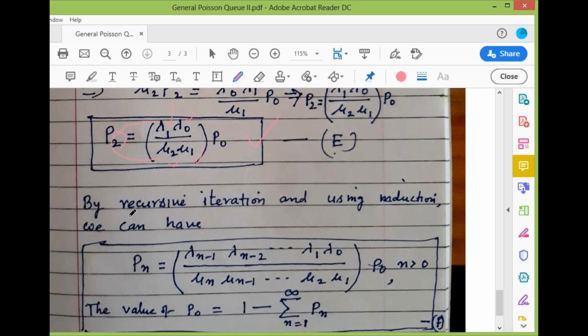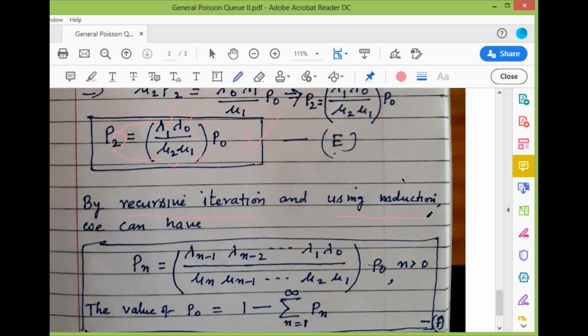Now what we say is recursive iteration. Recursive means next time we will substitute the value of p2 in the expression for n equal to 2, which involves p2, making the same thing and using the induction method. Induction method is what? Once we assume that the expression is true for n, then it must be true for n plus 1. If it is true for k, it must be true for k plus 1.